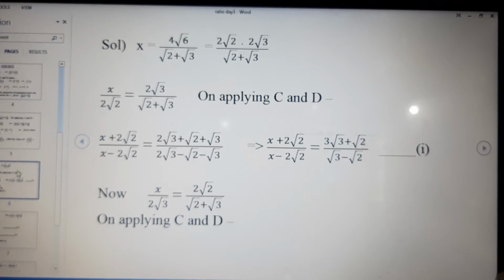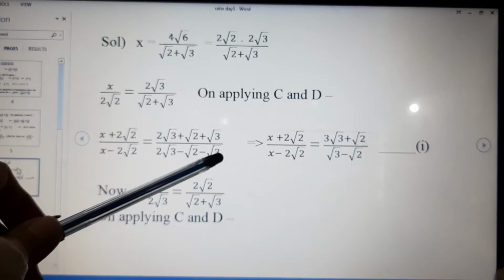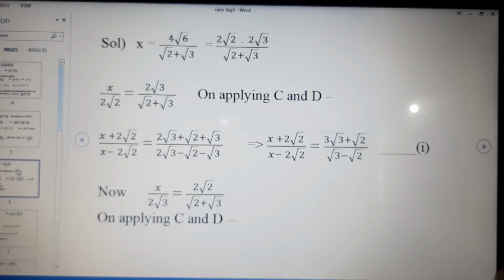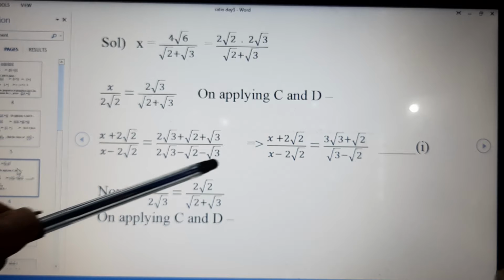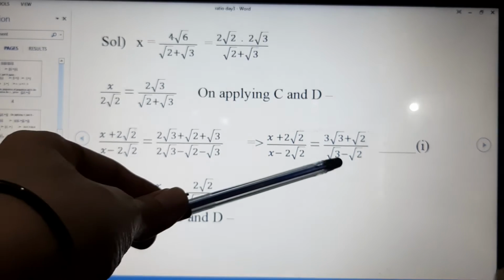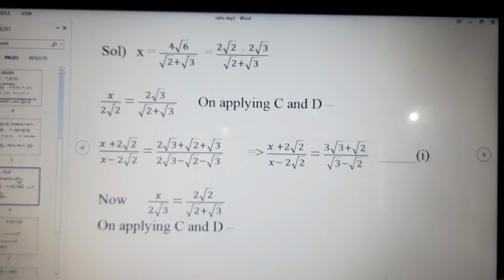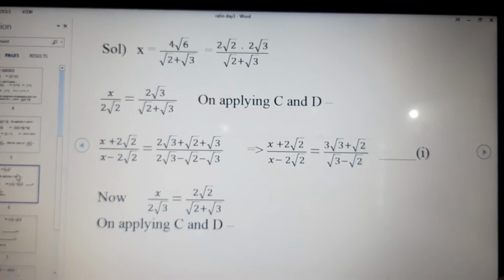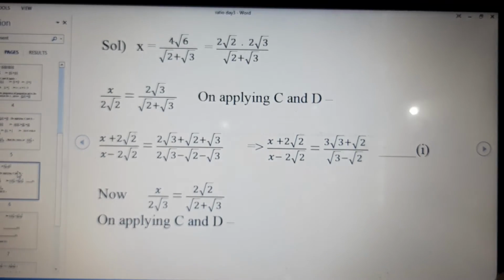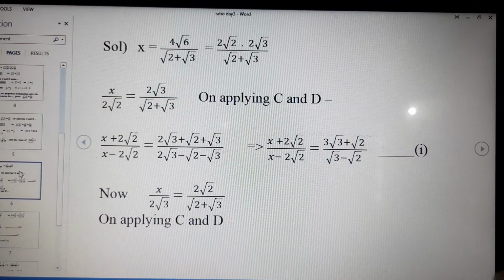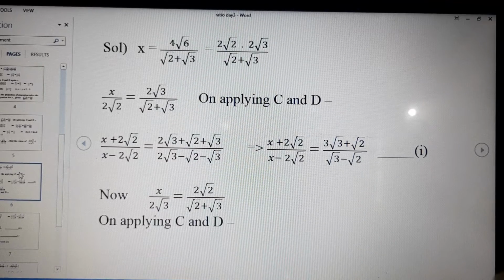It will be subtracted, just like 2x minus x gives x. In a similar manner, 2 root 3 minus root 3, like terms will be subtracted. We'll get root 3 minus root 2. We can number it as equation number 1 and we can move on.